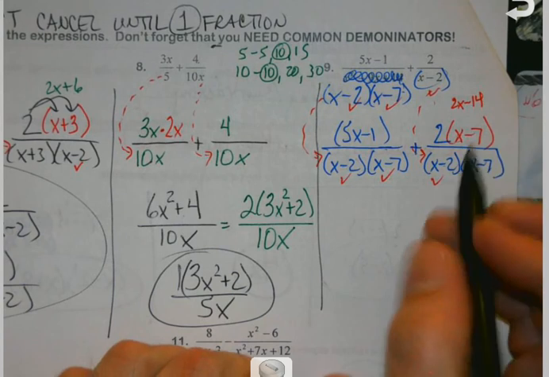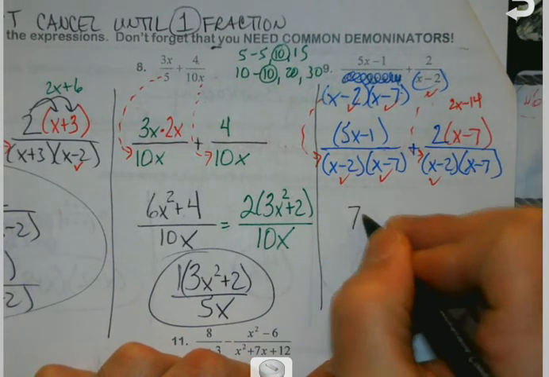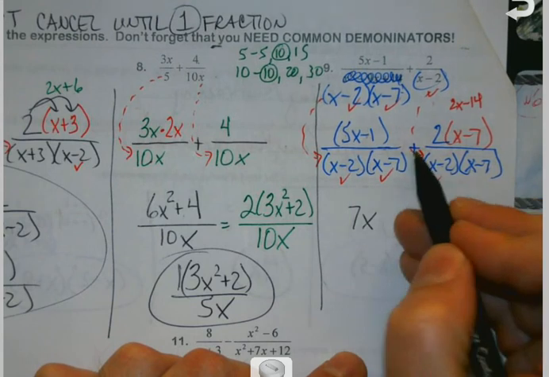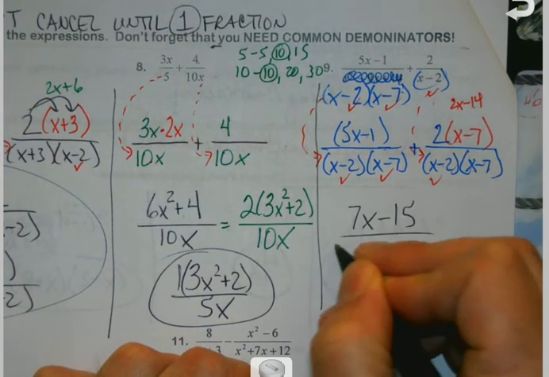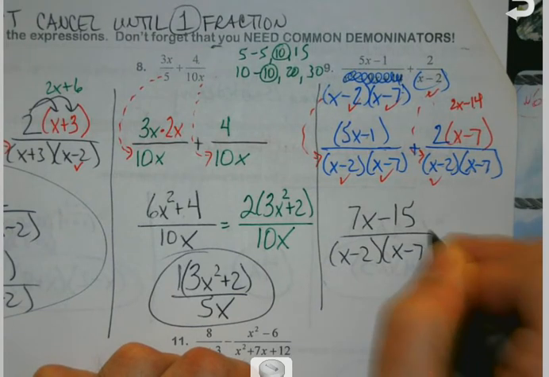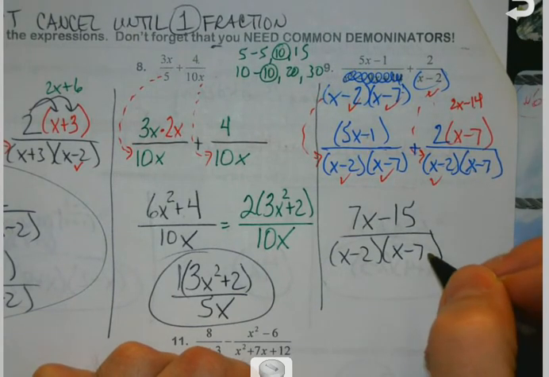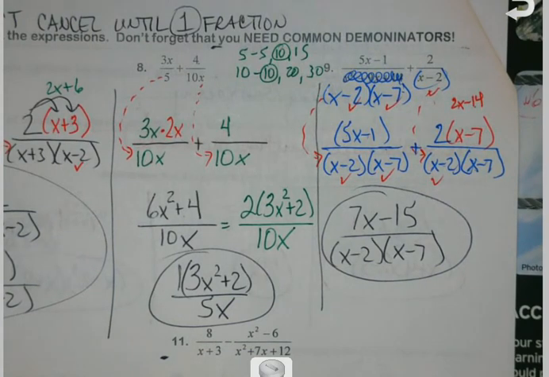So let's see here. 5x plus 2x is 7x. Negative 1 and negative 14 is negative 15. Can I do anything else with the numerator? No, this time. I actually get to just be done for once. I know. It is about time.